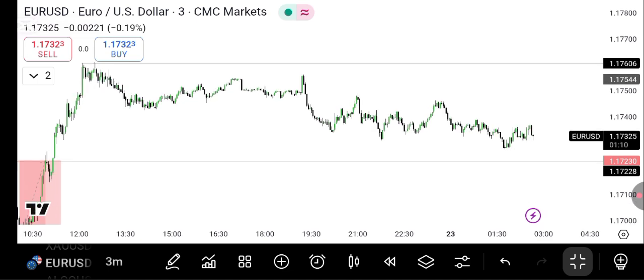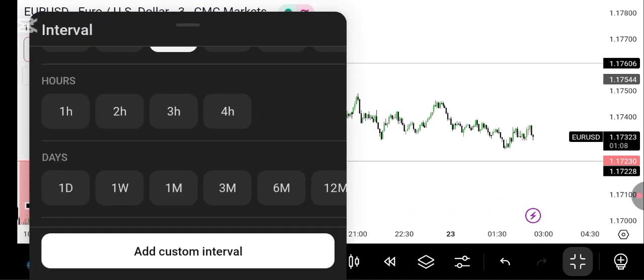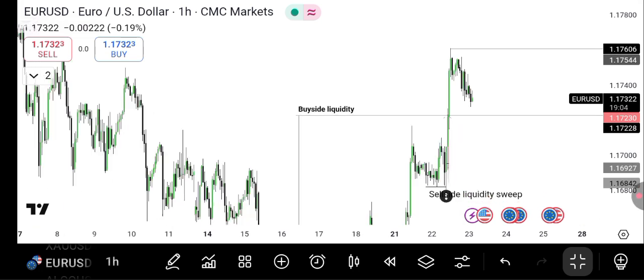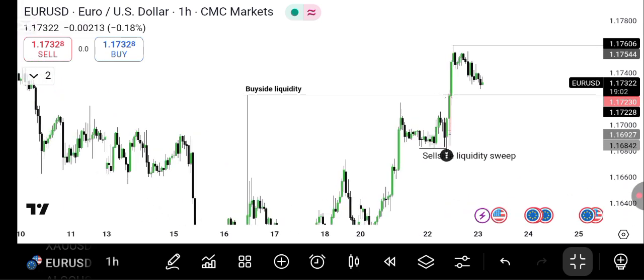So I actually wait for the market to go somewhere a bit, maybe back to the discount, then I'll want to take a trade.